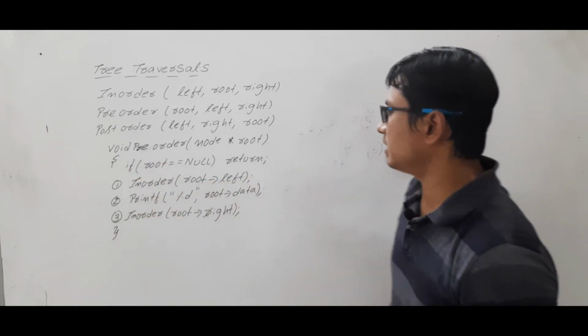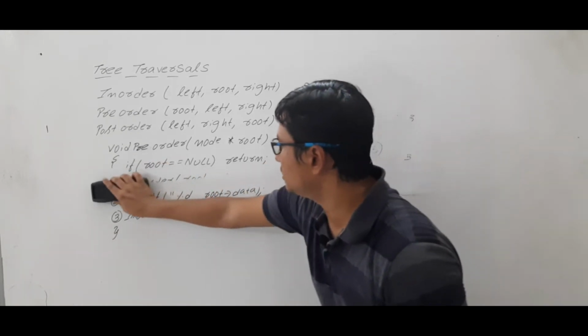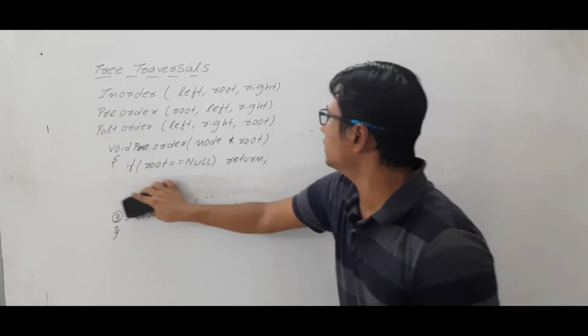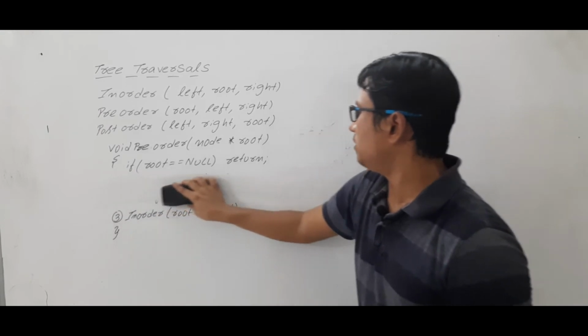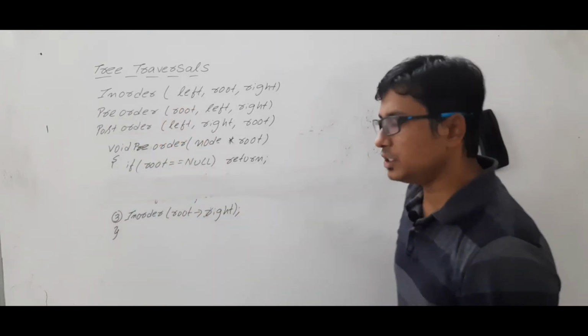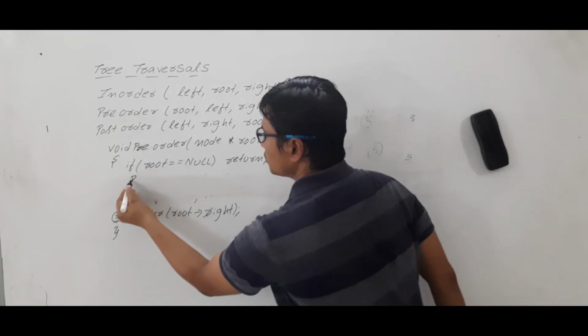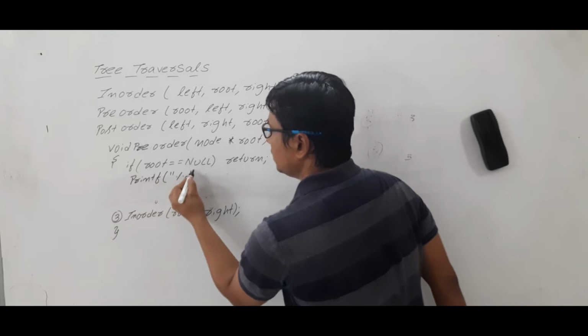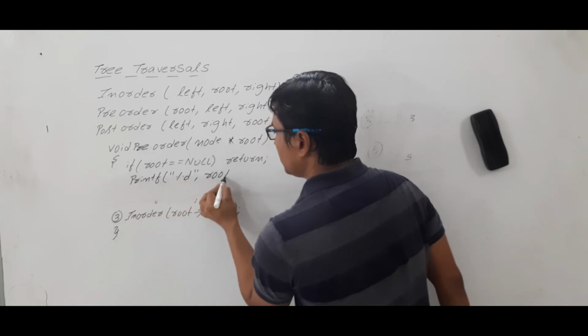First you will get here. Okay, so now let me write these two steps interchanged. The right will be always at the last here in the pre-order, so I will write like the same. As it is a pre-order, first you need to display the root value. So printf("%d", root->data).